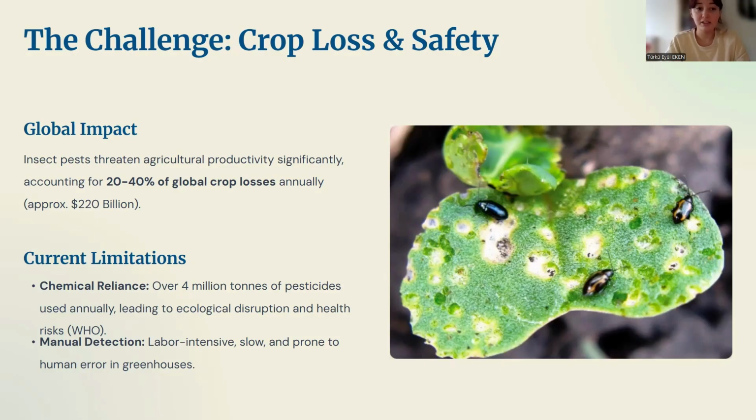And while it kills pests, it also disturbs ecosystems and poses significant health risks to humans, as identified by the World Health Organization. There's an alternative, manual detection, but spotting tiny insects in a massive greenhouse is labor intensive and prone to human error. So that's why we need a solution that is automated, accurate, and reduces the chemical reliance of the farmers, of course.